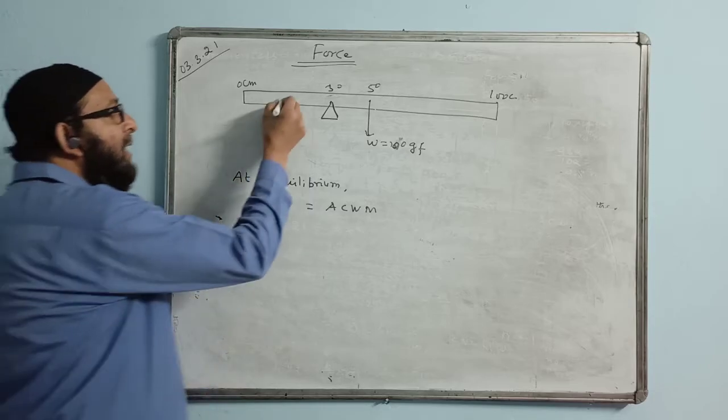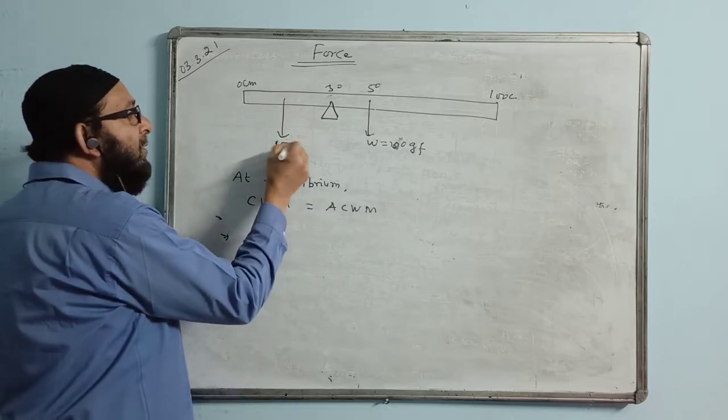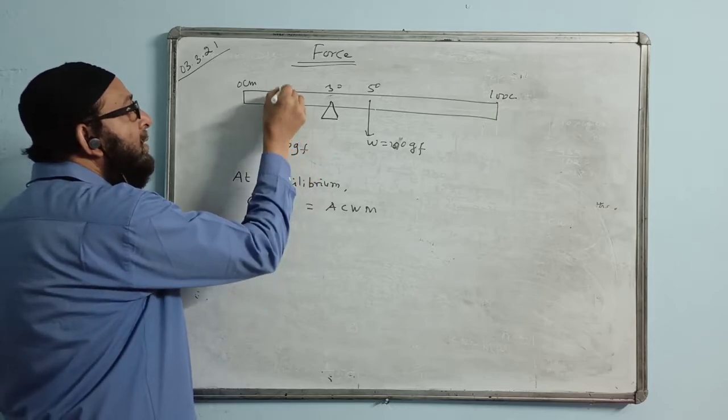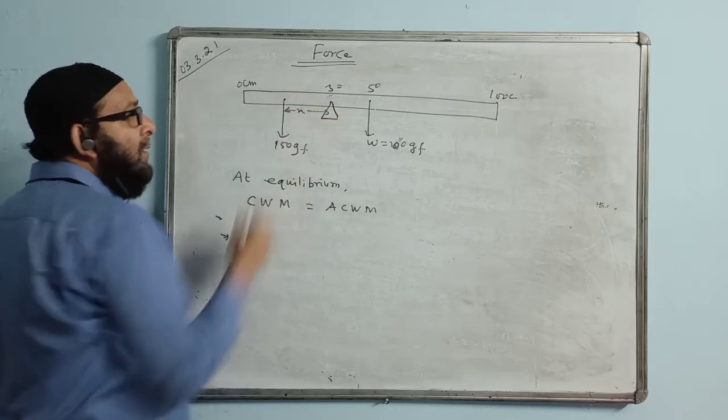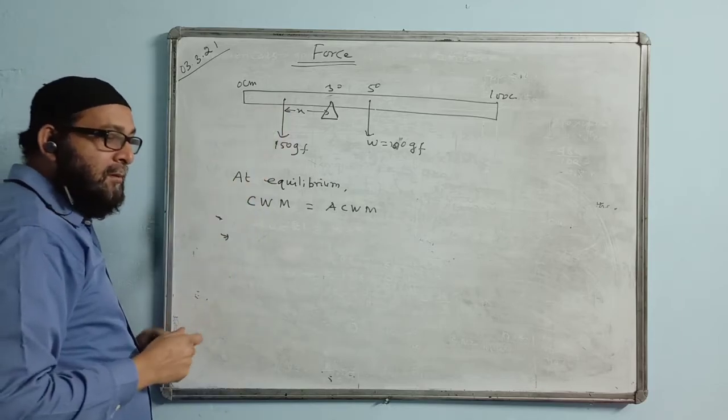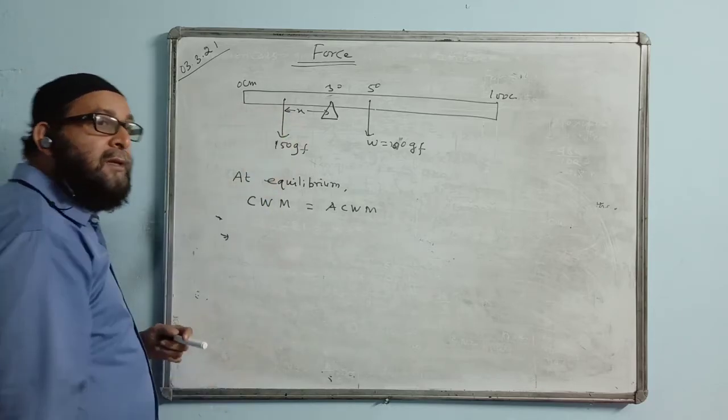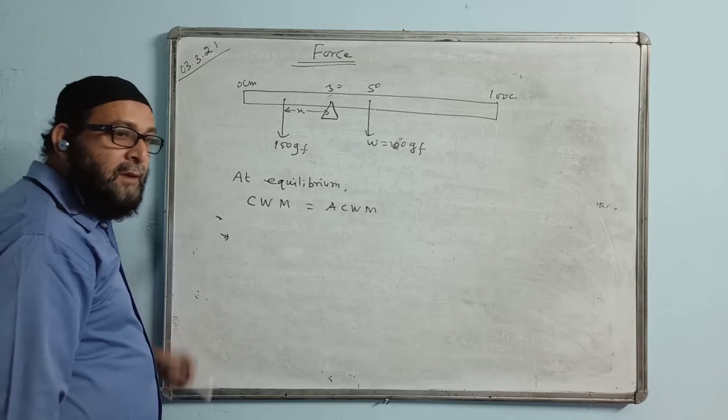So suppose that for the 150 GF we only know the value of force; the distance we don't know. Let us suppose this distance is x. We'll find the value of x. But it has to be this side, then we can balance, no? Yes or no?